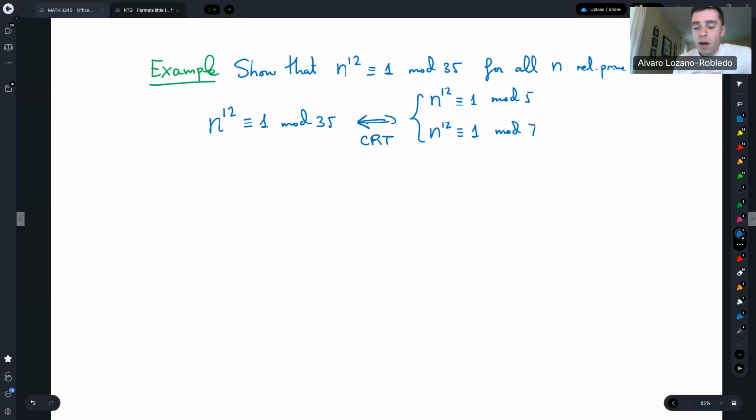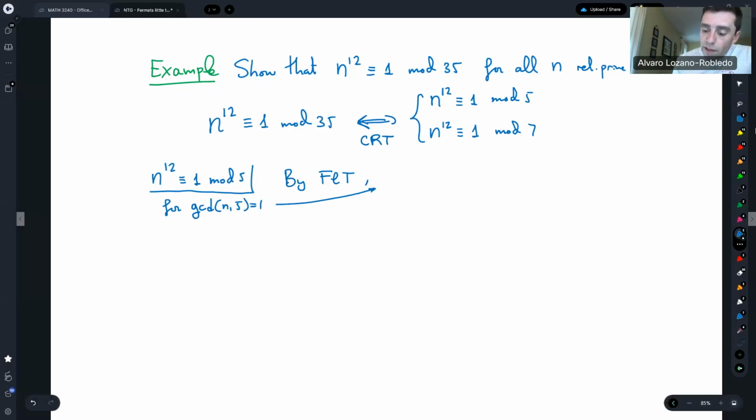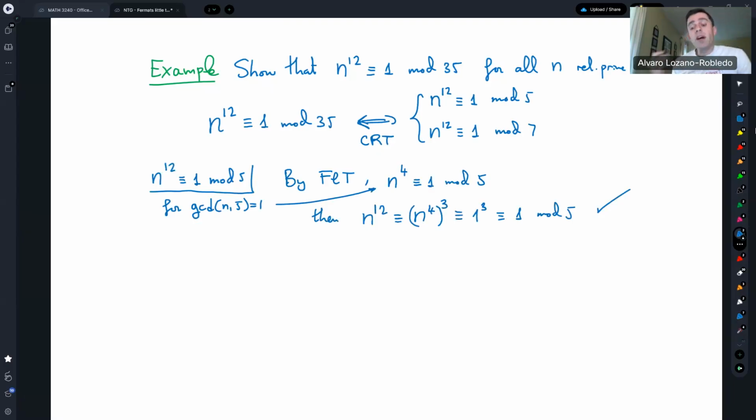Okay, so let's check first that n to the 12 is congruent to 1 modulo 5 for numbers where the GCD of n and 5 is 1. So for units modulo 5, I'm hoping that that is true. By Fermat's little theorem, I know that for any of those, I have that n to the 4 is congruent to 1 modulo 5. Then, what is n to the 12? n to the 12 is n to the 4, to the 3. So this is 1 to the 3, which is 1 modulo 5. So it is true for that reason, and it boils down to Fermat's little theorem.